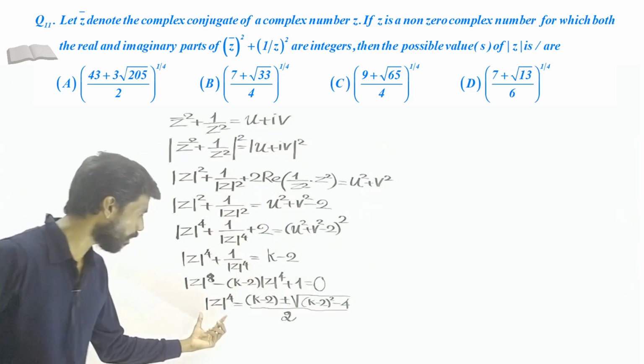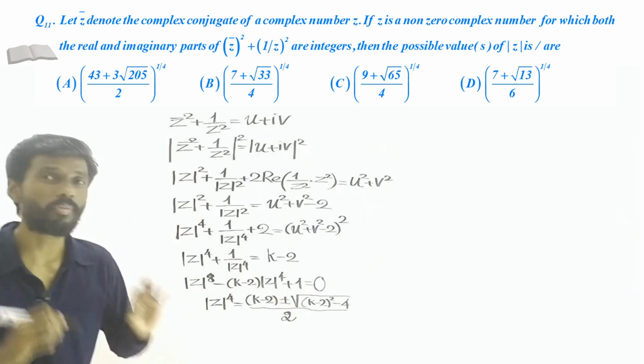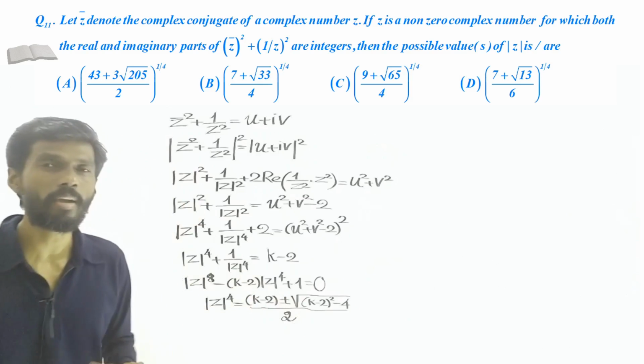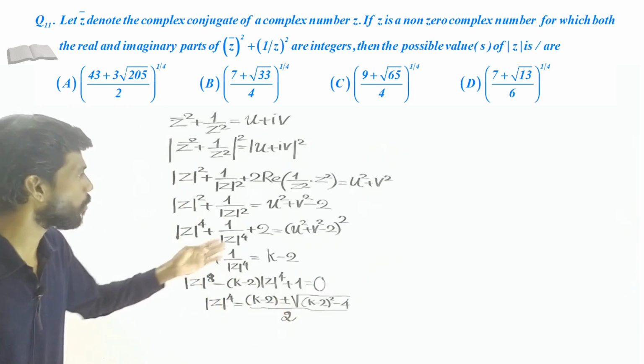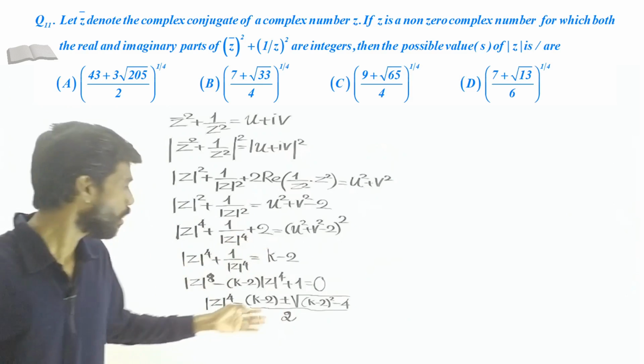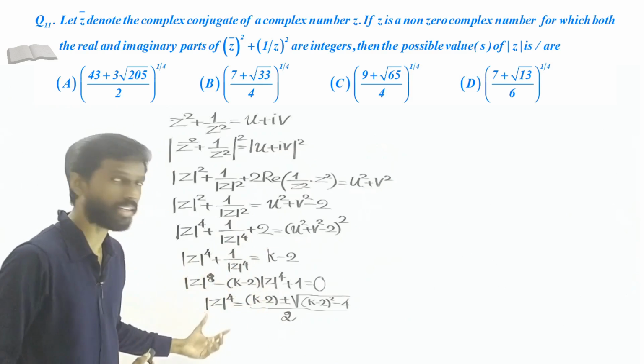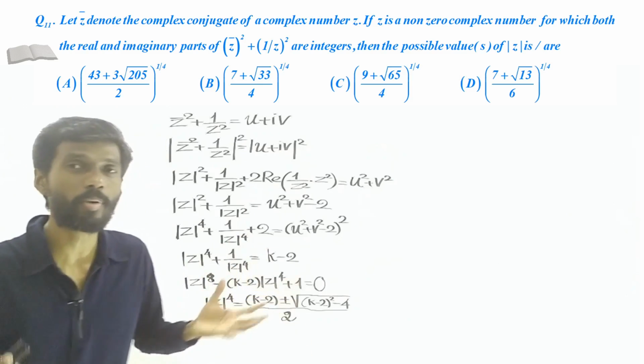Now we want to find modulus of z. So this whole thing to the power 1 by 4, that is the value of modulus of z. But that is in terms of k. But k can be anything, right? So it is of the form u square plus v square minus 2 the whole square. So it will have infinite possibilities, right? So that means it is not a unique value. Modulus of z is not just one value. It may have infinite possibilities.